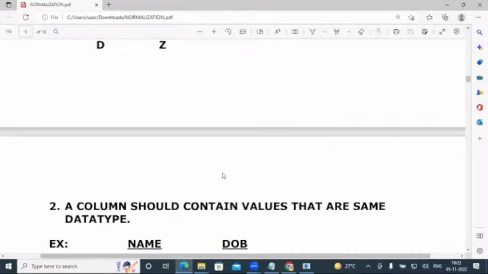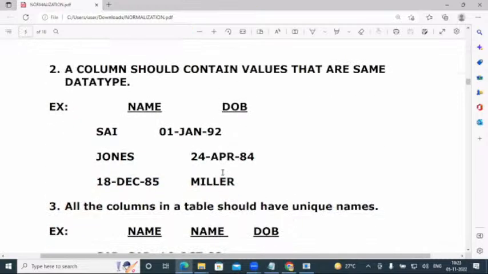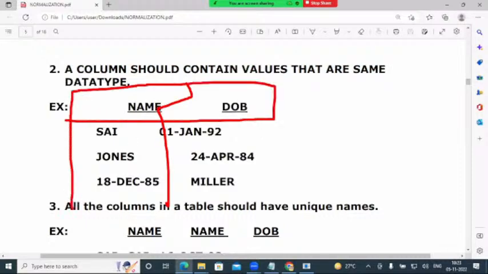What is the second rule? The second rule tells us that a column should contain values that are of the same data type. Here I have two columns: one is a name column, and one is a date of birth column.